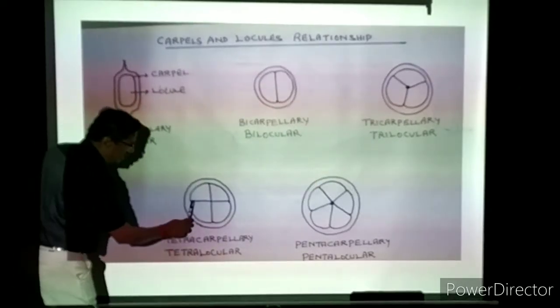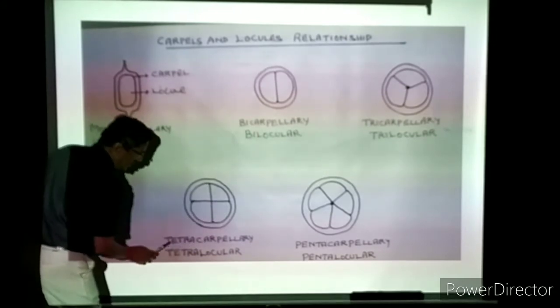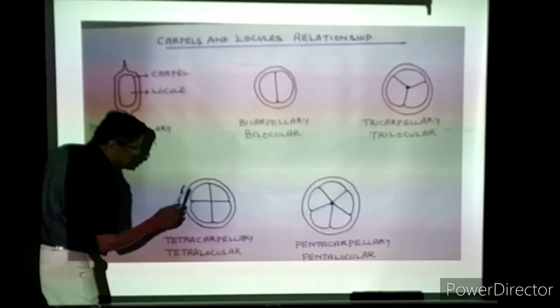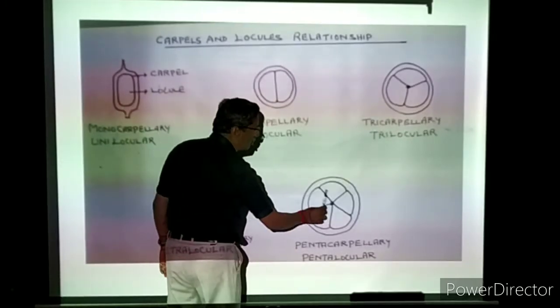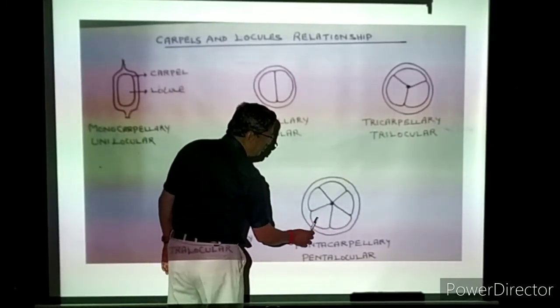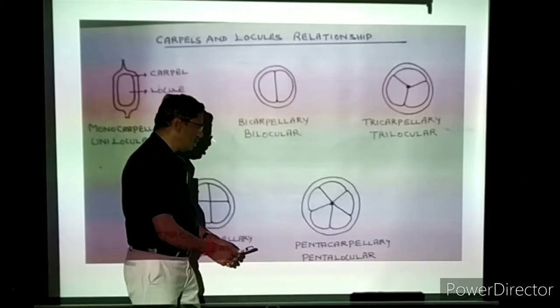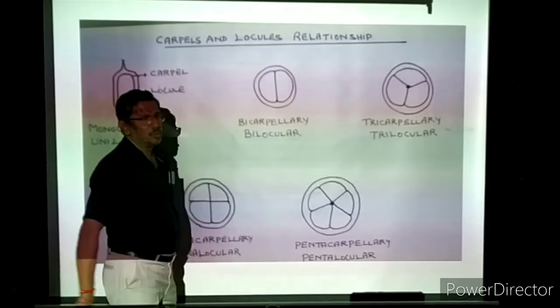Same thing. Four carpels are there, tetracarpellary. Four cavities are present, tetralocular. Like that, penta, 5. 5 carpels, then 5 cavities are present. Pentacarpellary, pentalocular ovary.